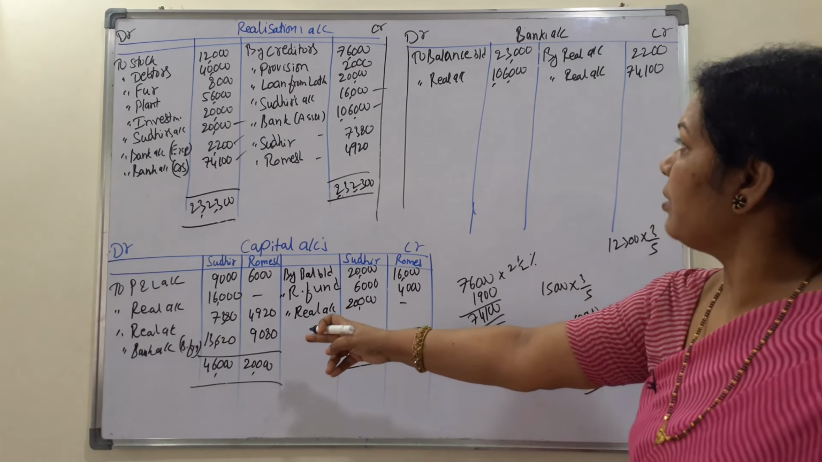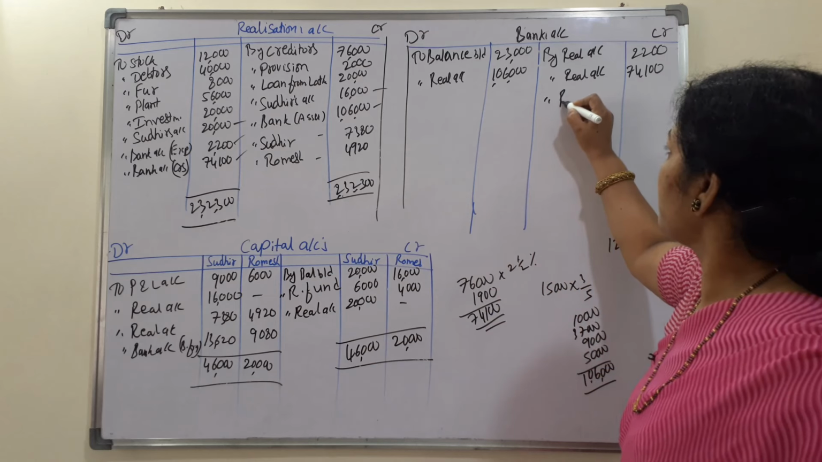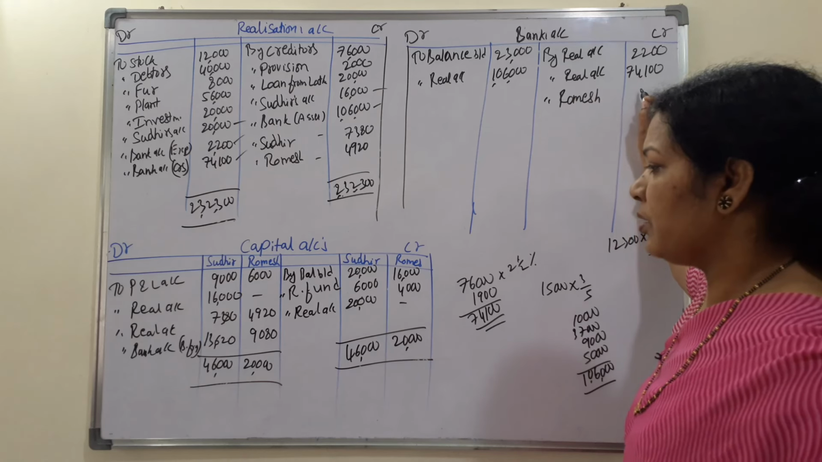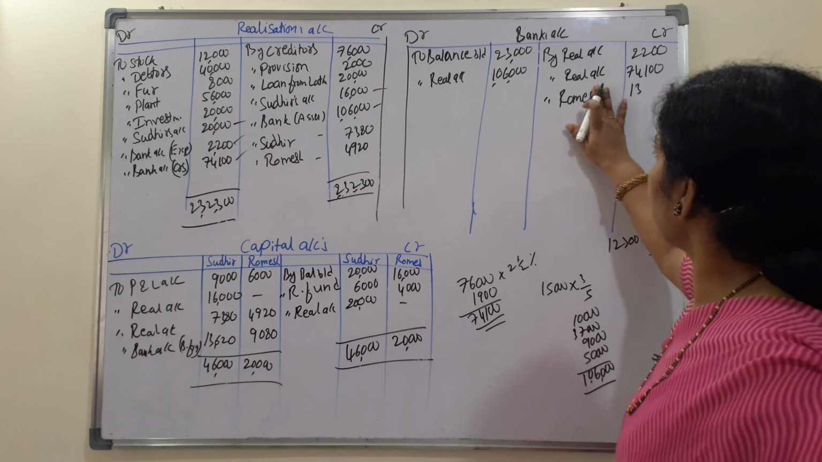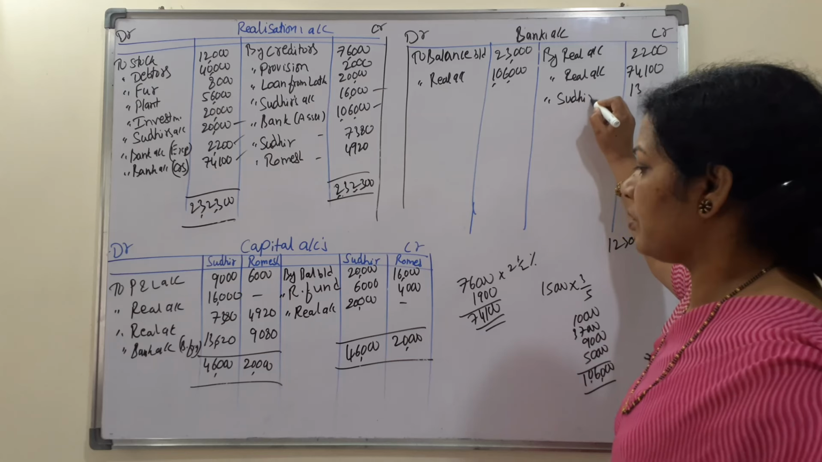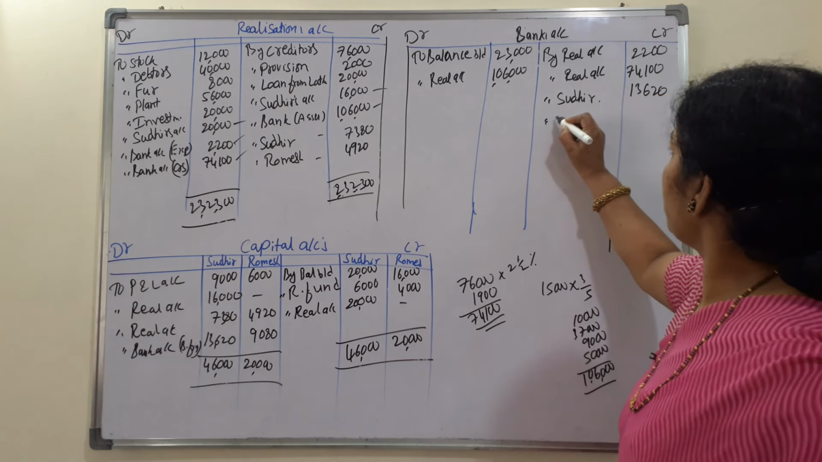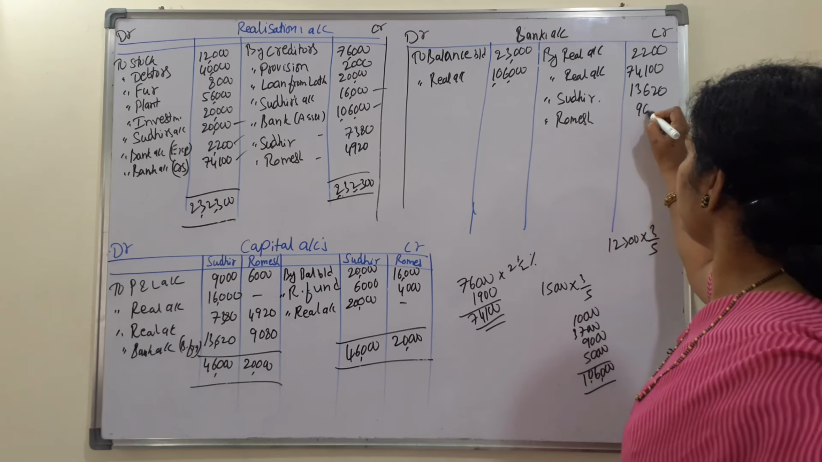And capital, debit to credit. By Sudhir 13,620, and by Romesh 9,080.